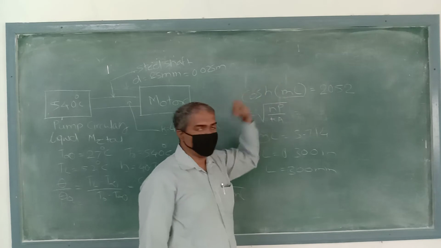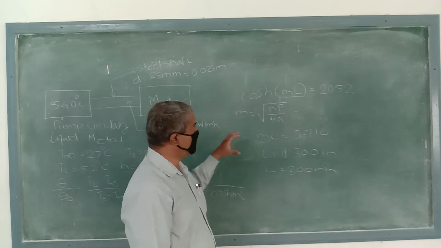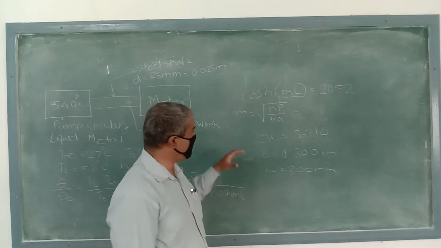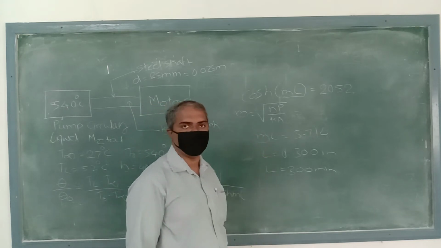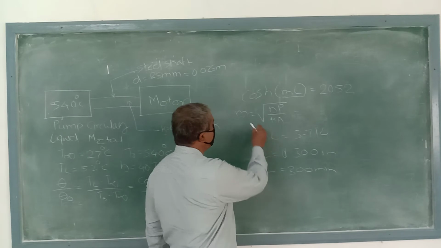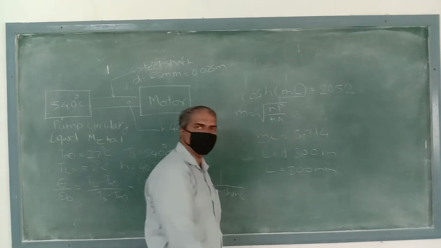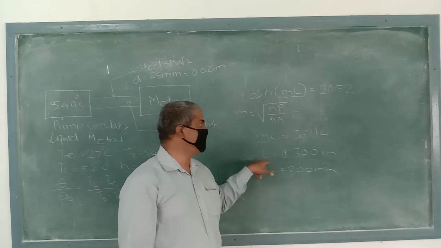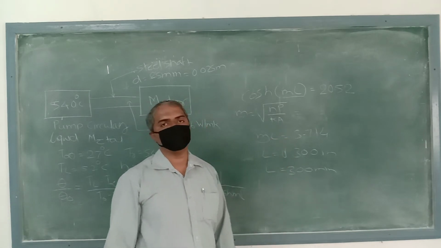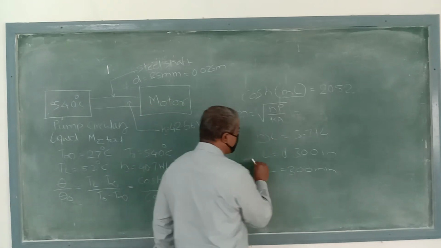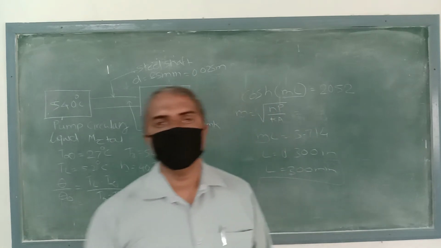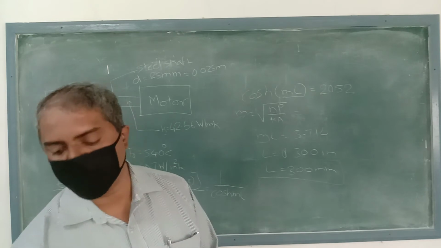In this equation you take the cosh inverse and you get the value of mL. Once you know mL, and you have calculated the value of m, you can substitute in this equation and easily get the length of the shaft, which is L equal to 300 mm. So in this way we can solve the problem.